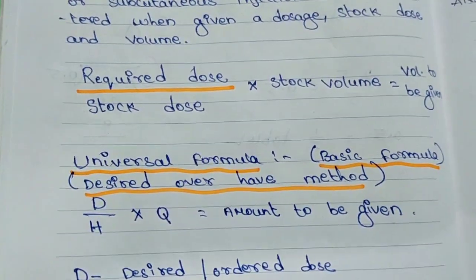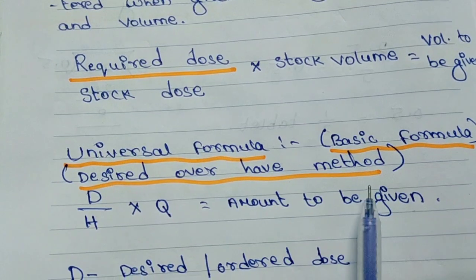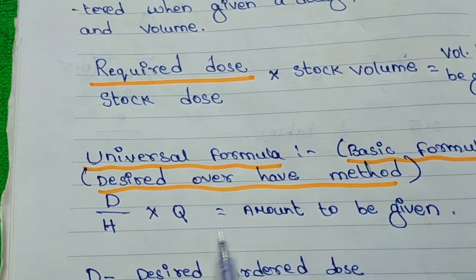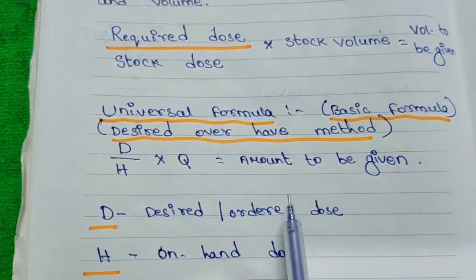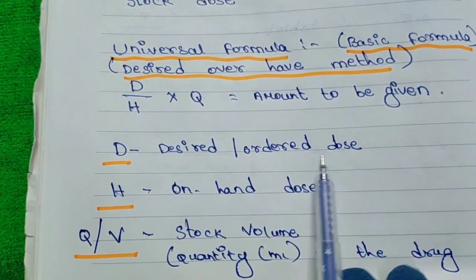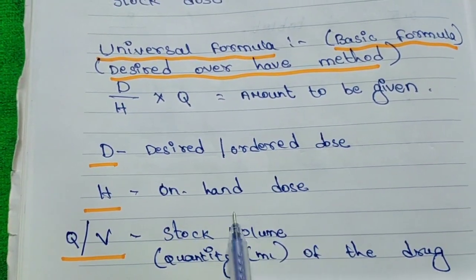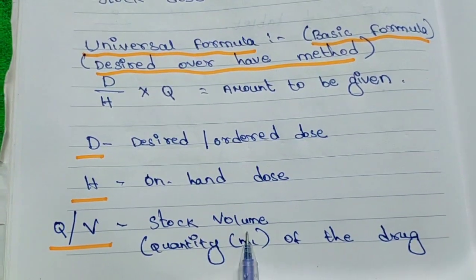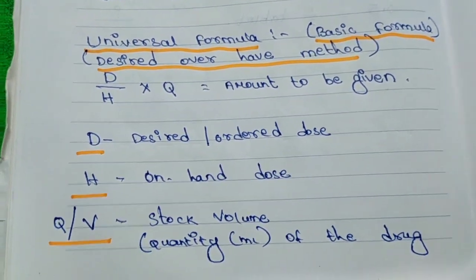Okay, this method is named desired over have, and this is the universal formula: D by H into Q is equal to the amount to be given. What is D? D is the desired or ordered dose, H is the dose in hand, and Q or V is the stock volume or the quantity of the drug.